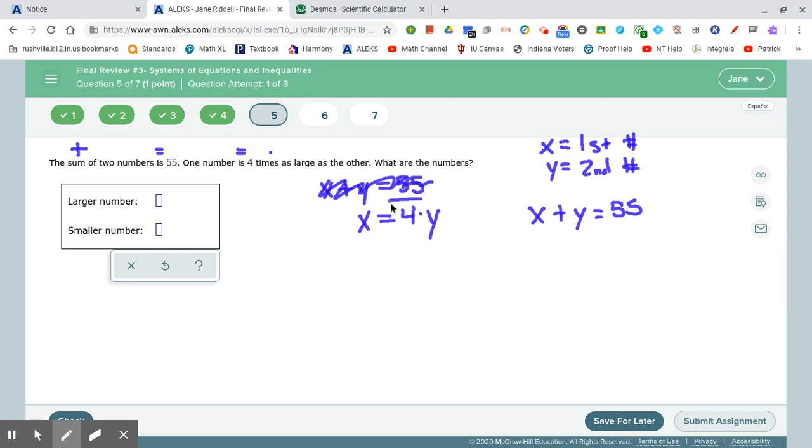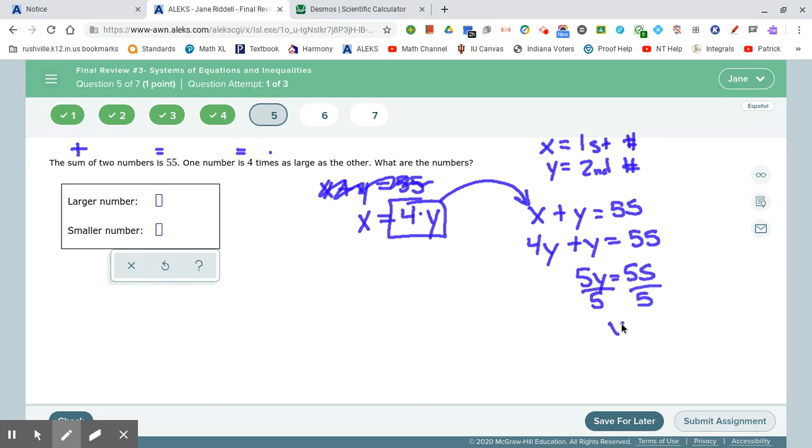And then I'm going to substitute, since x is the same thing as 4y, instead of writing x over here, I'm going to replace it with 4y. So instead of writing x, I replace it with 4y plus y equals 55. So 4y plus y will give me 5y equals 55. And then divide both sides by 5, and that's going to give me y is 11. So my second number is 11.